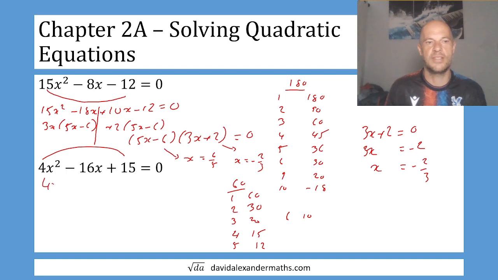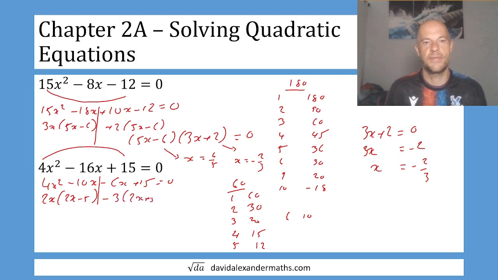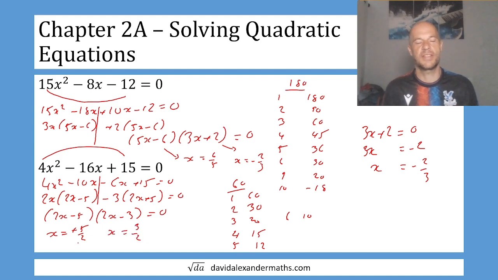So this is going to be 4x squared take 10x, take 6x plus 15 equals 0. Split down the middle, factorise the left-hand side, so that's going to be 2x lots of 2x minus 5, and this is going to be minus 3 lots of 2x minus 5. So we've got two factors, 2x minus 5 is one of them, and 2x minus 3. So therefore our solutions are positive 5 over 2 and positive 3 over 2. Don't know why I actually wrote plus. You don't need to write plus, of course. Just make sure you write minus if it's negative.